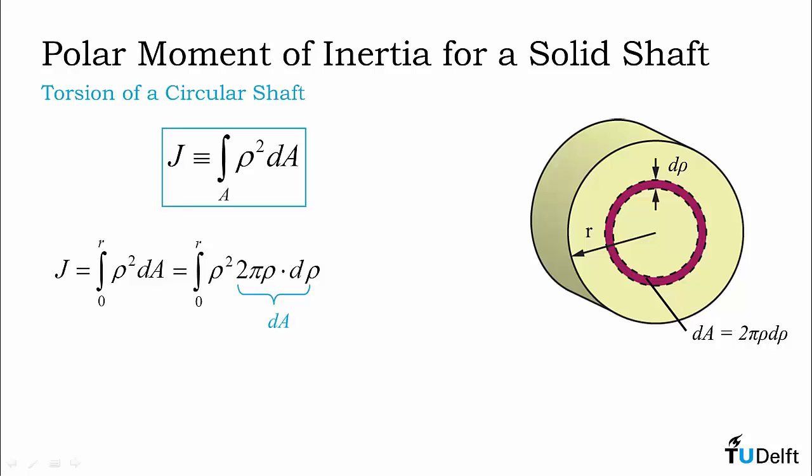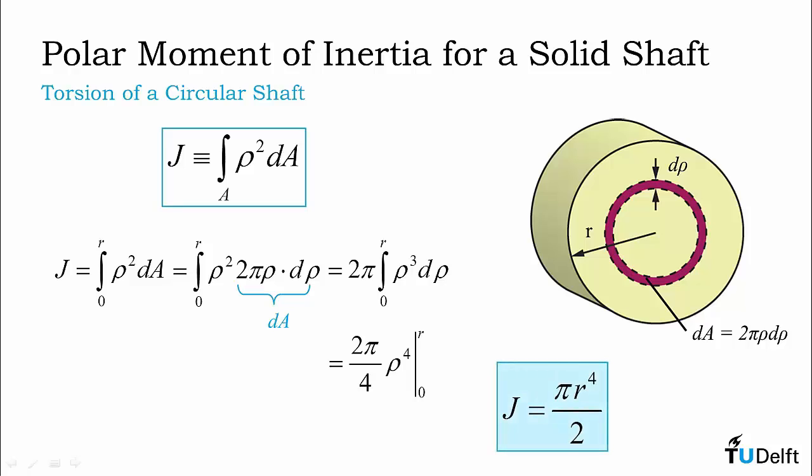integral to the following. Removing constants from the integral and collecting terms, we can then simplify. Integrating rho cubed, we obtain 1/4 rho to the power of 4, resulting in the following. After substituting in our limits of r and 0, we obtain our final expression for the polar moment of inertia of a solid circular shaft.